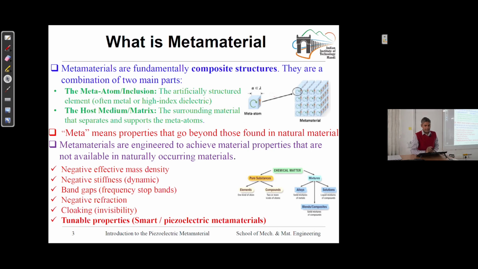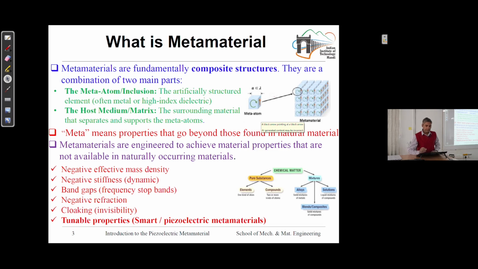So, basically these unit cells are designed in such a way that we can formulate the property of our material according to our requirement. And the host matrix, or host medium, is the same as in case of composite structure. Basically this matrix just supports the meta atoms.